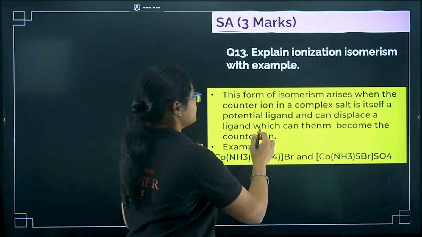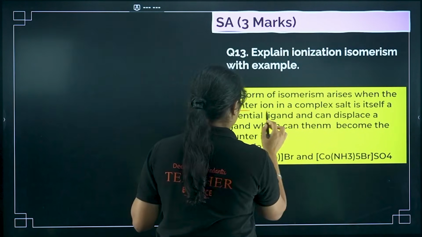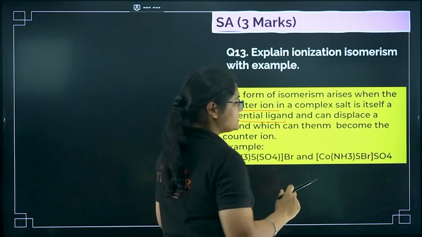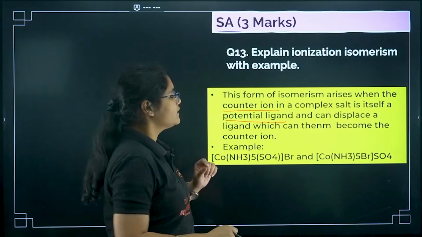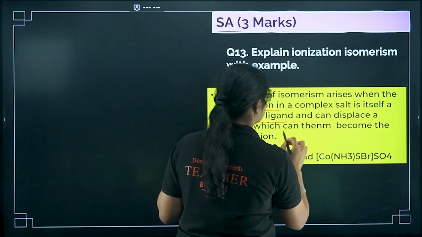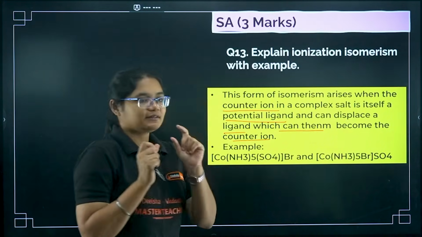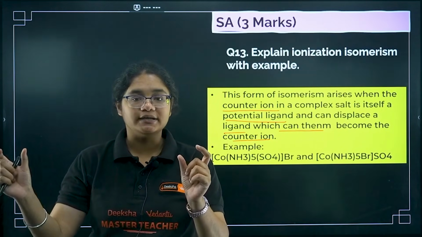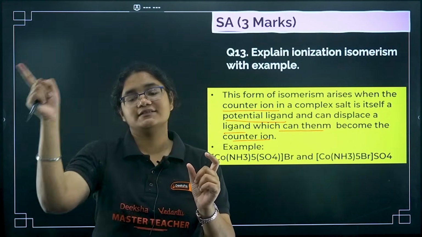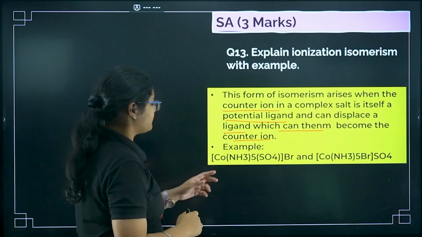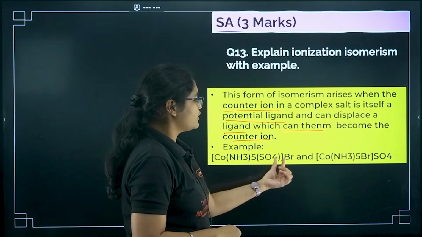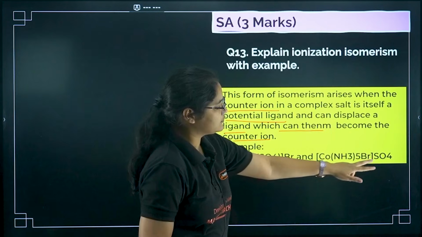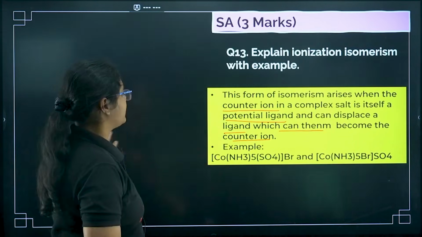Now here, this form of isomerism arises when the counter ion, which is present outside the complex in a complex salt, is itself a potential ligand, meaning that the counter ion can behave as a ligand. So it displaces the ligand, which can then become the counter ion, meaning there is an exchange between the counter ion and the ligand which is present. Now I'll show you an example. If you see SO4 and Br, both are potential ligands, so Br can come here and SO4 can go out, so that will give you ionization isomerism.